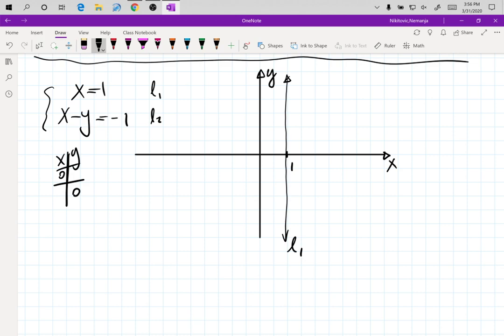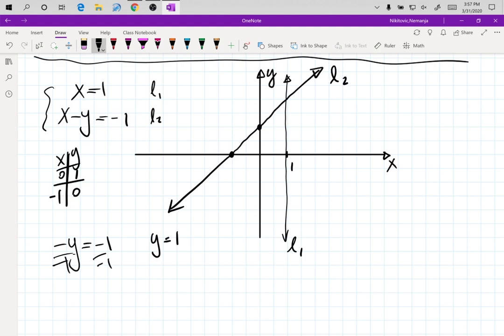So when x is equal to 0, we have negative y equals negative 1, and divide both sides by negative 1, we get y to be 1. And when y is equal to 0, then the y goes away and x is negative 1. So x negative 1 is here, y positive 1 is here, and then we draw the line. And that's our line 2. What is this intersection? Well, if this is 1 and this is 2 and that's a 1, then the intersection is 1, 2.